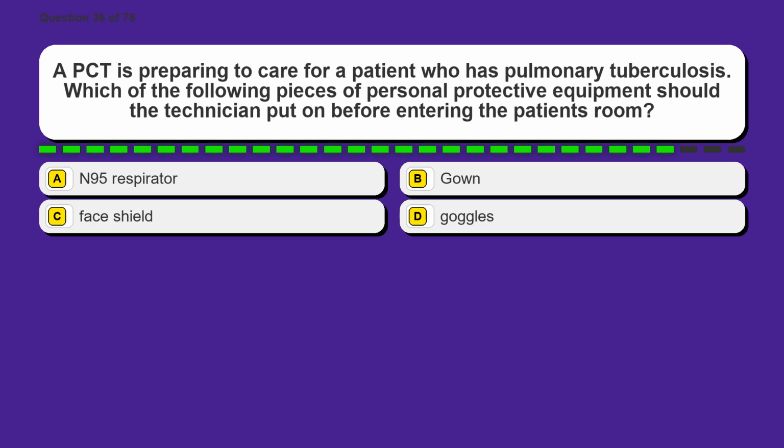Question 36. A PCT is preparing to care for a patient who has pulmonary tuberculosis. Which of the following pieces of personal protective equipment should the technician put on before entering the patient's room? Option A, N95 respirator. Option B, gown. Option C, face shield. Option D, goggles.